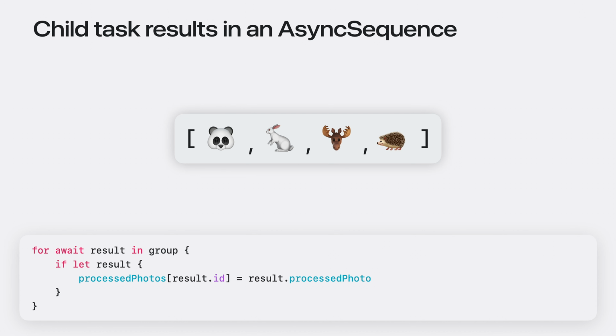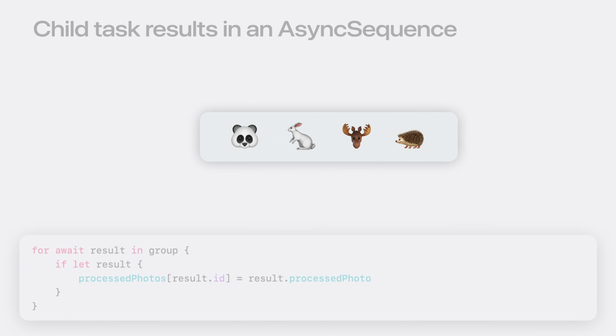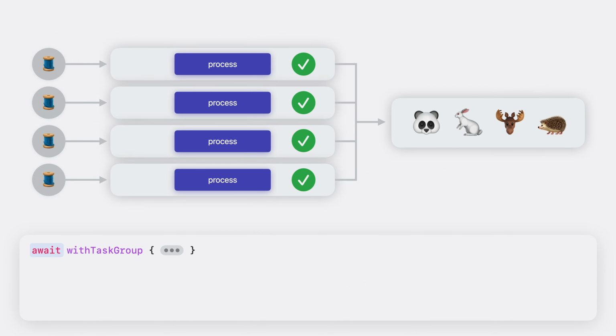Task group conforms to async sequence, so we can iterate over the results as they are done to store them into the dictionary. And finally, we're gonna wait on the whole group to finish the child tasks. Let's go back to the code to adopt a task group.